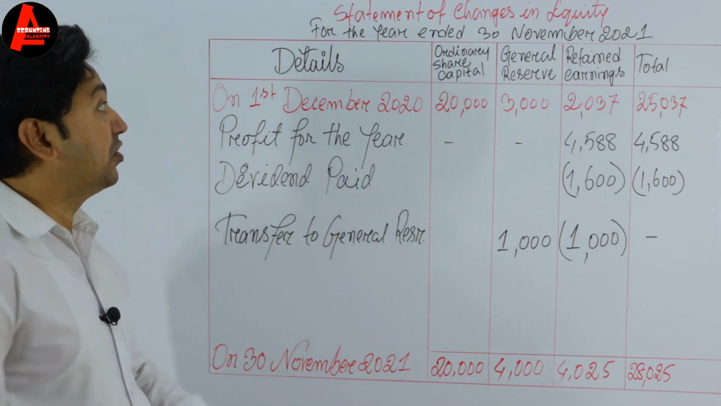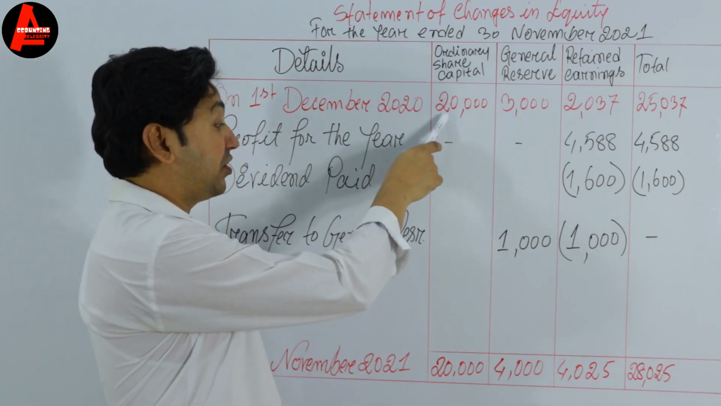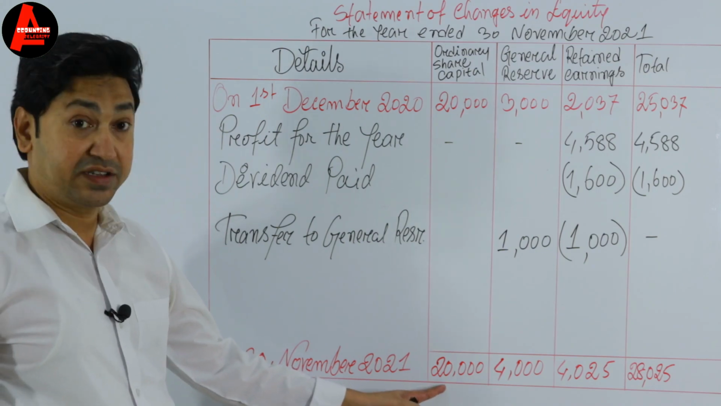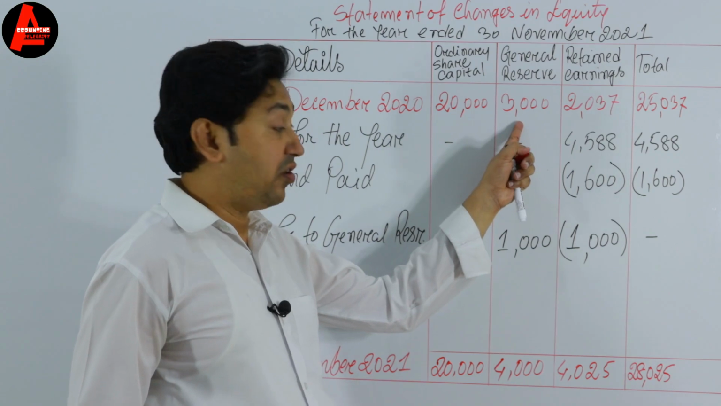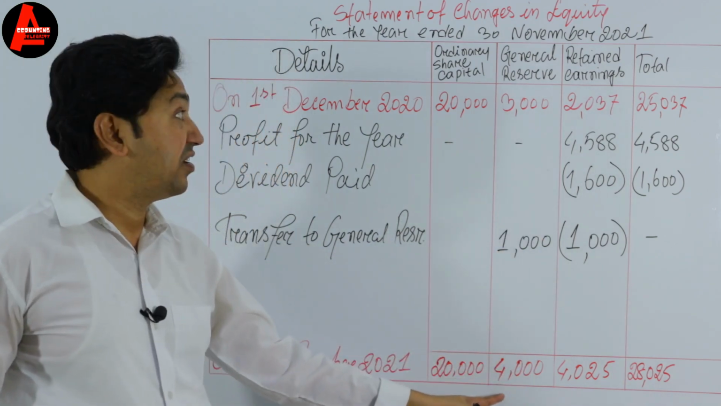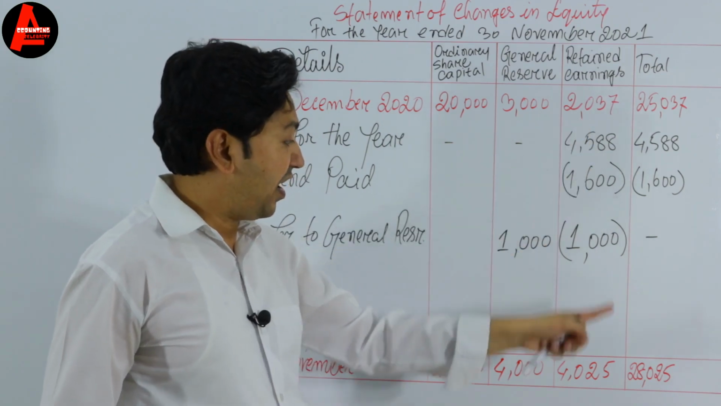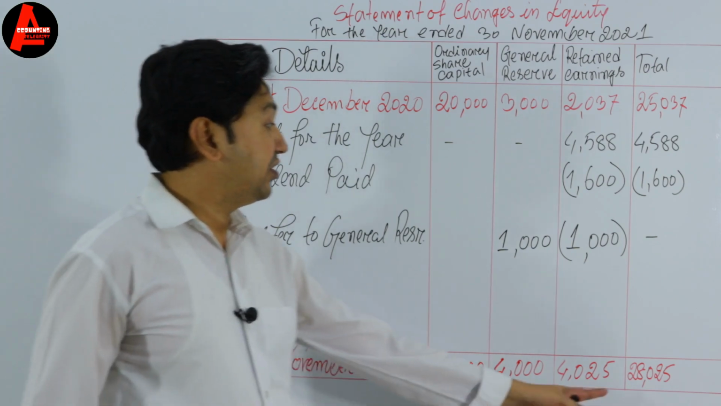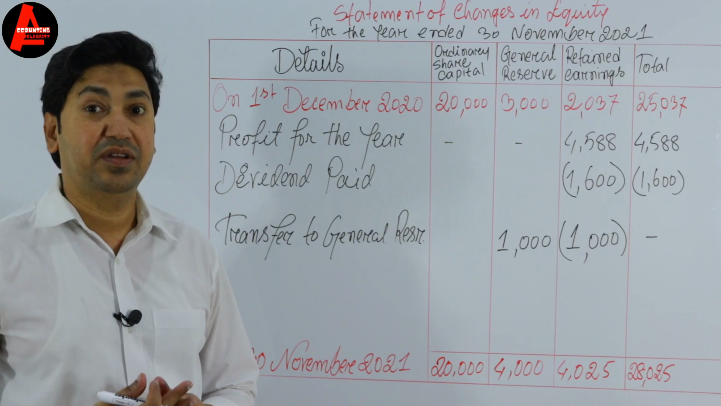Now we will see what changed on these items. Ordinary share capital at the beginning was $20,000 and at the end of the year it is the same amount, $20,000. General reserve was $3,000, now we see $4,000. Retained earnings was $2,037 and now it is $4,025, and the total we see here is $28,025.